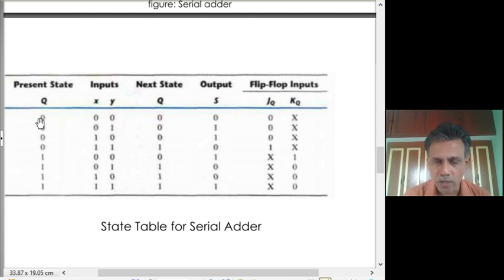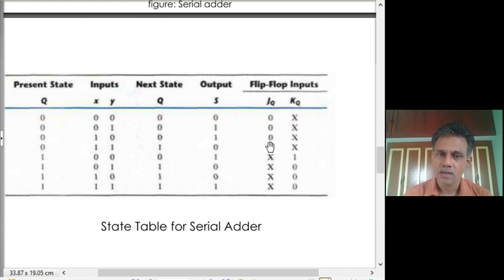So if there is a 0 in Q and a 0 in J and a 1 in K, then also the next bit to be stored will be 0, which means J has to be 0 where K can be either 0 or 1. So we can represent it as a 0 and X, because as long as J is 0, the next bit stored in the JK flip-flop is 0. So we don't care about X. This is what precisely an excitation table of JK flip-flop will give.